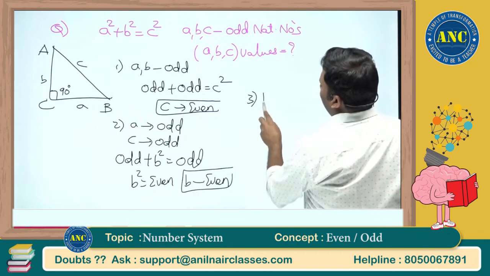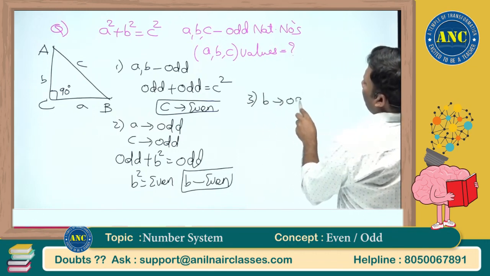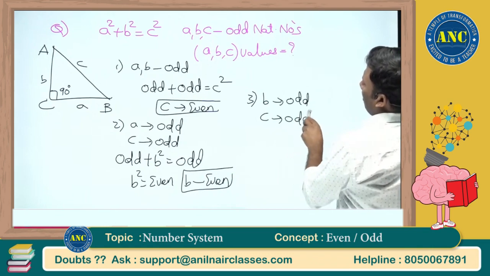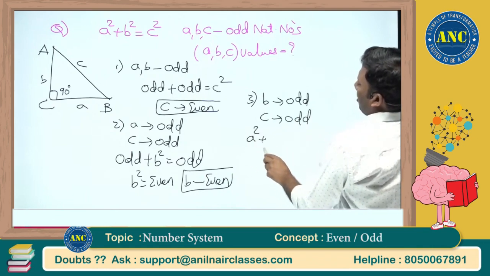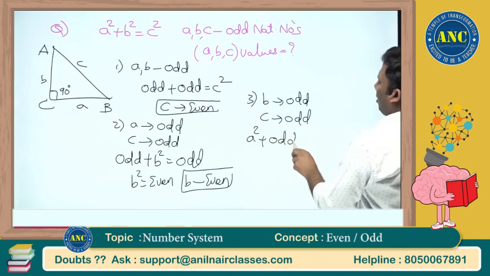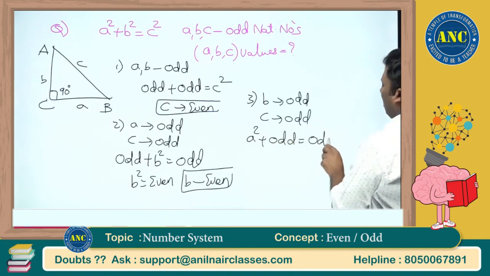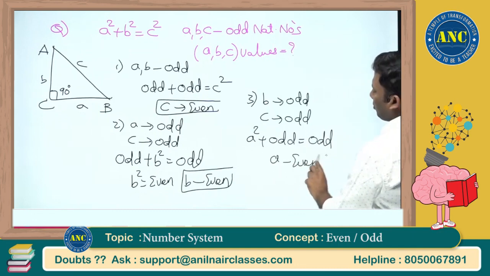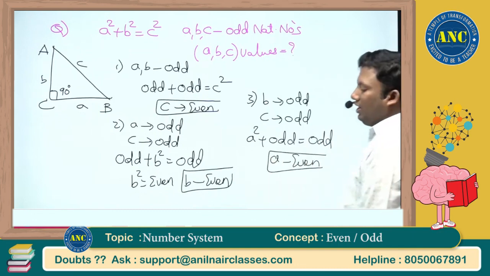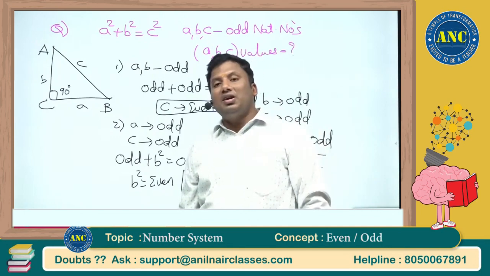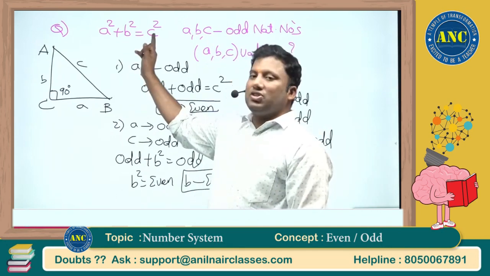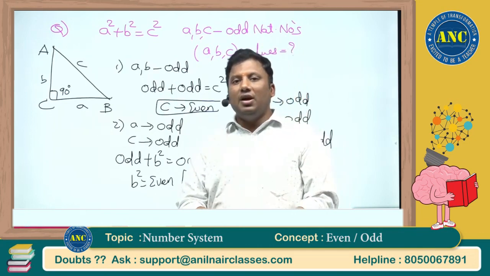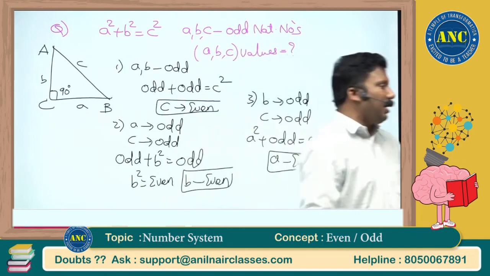Third case, if B is odd and C is odd, this will be A square plus odd equivalent to odd. Odd minus odd is even. That means A has to be even. All the three variables cannot take odd numbers. Odd plus odd is even, even plus even is even. Just to make a note of it, sir.